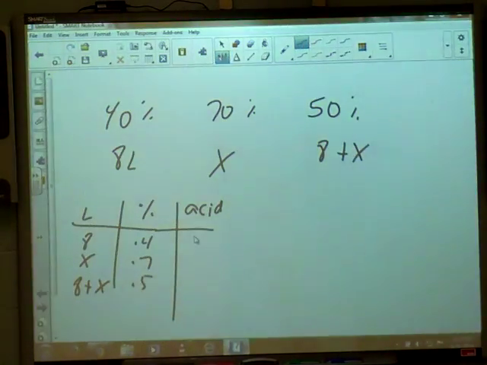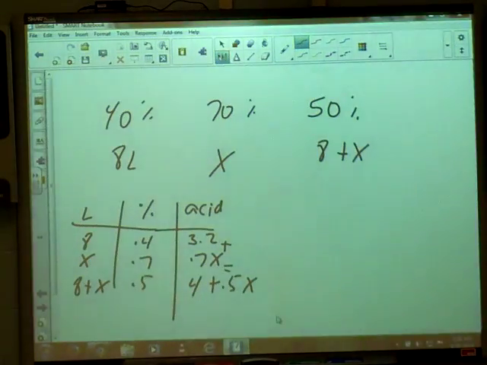I'll be good. Now to get my liters of acid, I'm just going to multiply. So 8 times 0.4. You know 8 times 4 is 32, so move your decimal: 3.2. x times 0.7. Then for this one, we need to distribute the 0.5 to both of those. So 8 times 0.5 will be 4, and then 0.5x. If this one on the bottom is what our mixture is going to end up being, I should be able to add to equal. So I have 3.2 plus 0.7x equals 4 plus 0.5x.